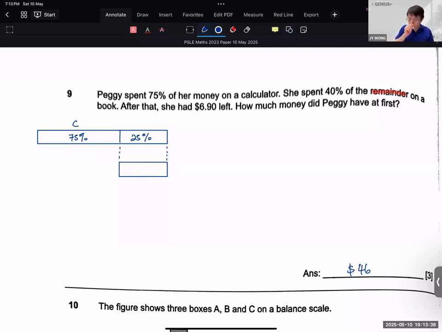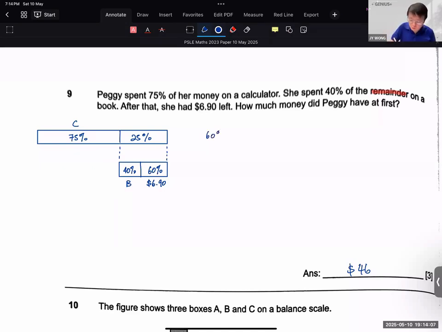So this 25%, she spent 40% of this 25%. And then she had 60% left, and this 60% is $6.90. This is the remainder, 40% on the book. Go. There are a few ways that you can process this.